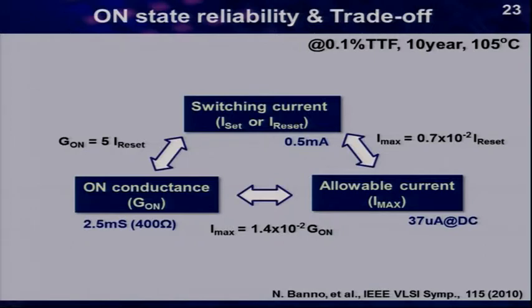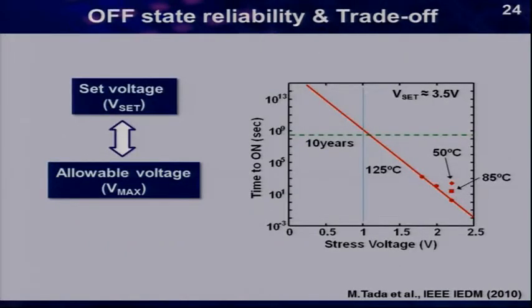AC current stress is more gentle than this DC current stress. The allowable voltage depends on the set voltage. To get good off state, we need larger voltage. We use 3.5 volt for set voltage for 10 years retention.